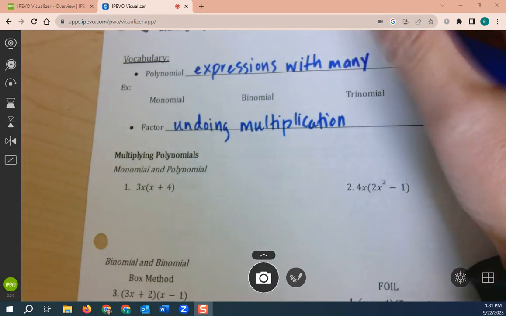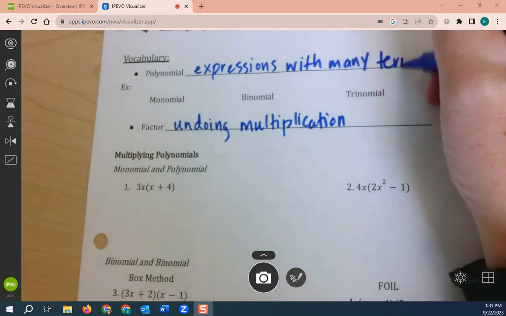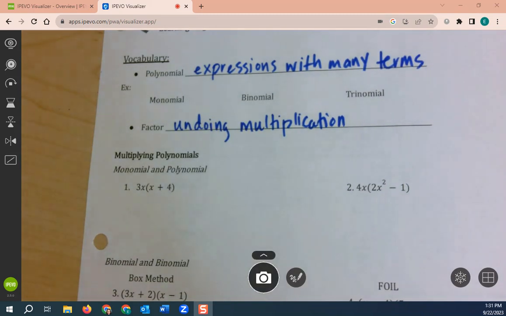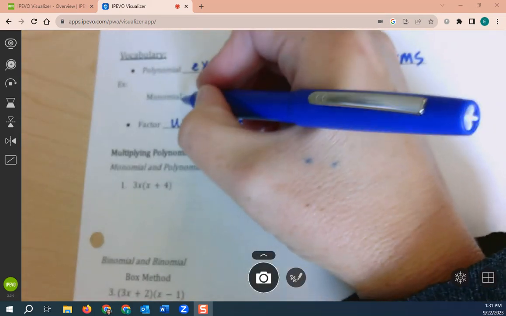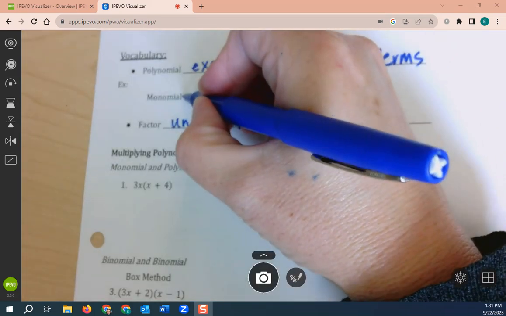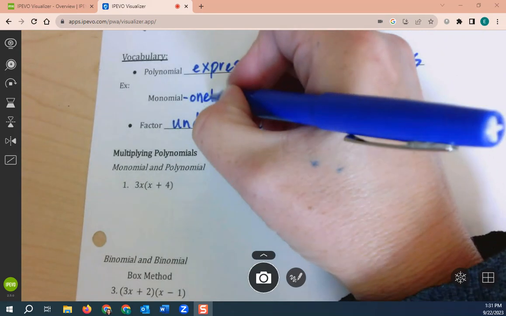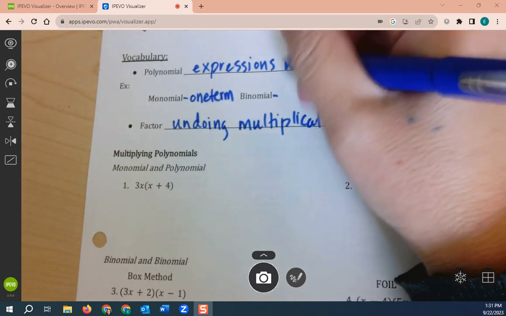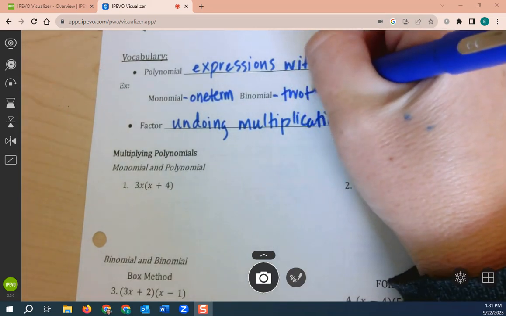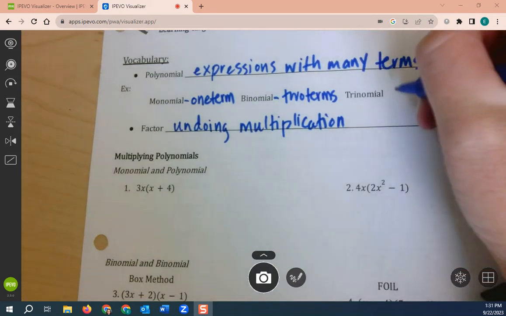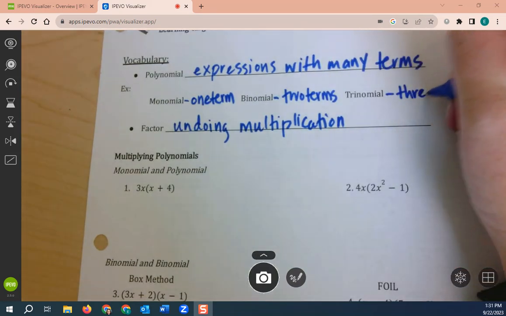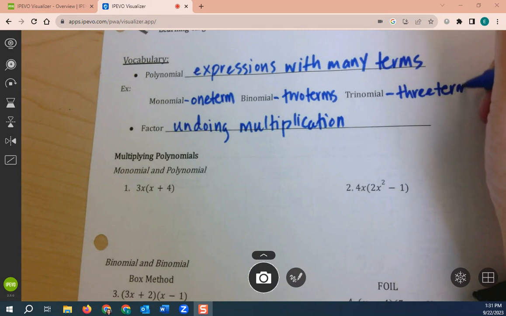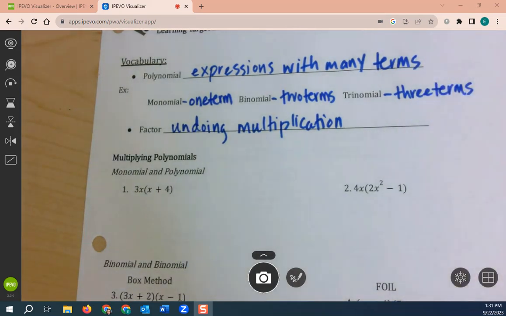And even though it is technically with many terms, you can have a polynomial with one term. What do you think it's called? Monomial, yep. Good context clues there. Monomial is a polynomial with one term. Binomial would be two terms. And trinomial? Three terms. Good.